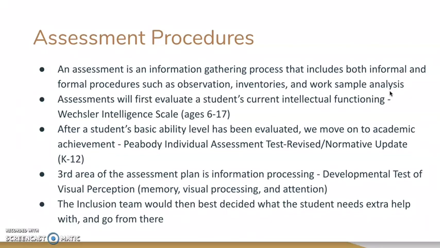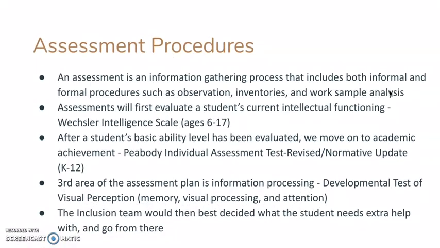And after that, you move on to evaluating the academic achievement. And that common test is the Peabody Individual Assessment Test, and that's K through 12. And the third area of assessment is information processing. And that common test is the Developmental Test of Visual Perception, and that basically tests your memory, visual processing, attention, etc. And then from there, the inclusion team would best decide what the student needs extra help with and go from there.